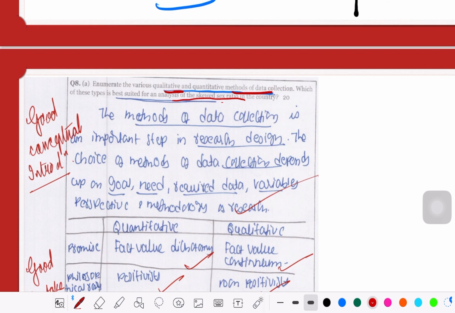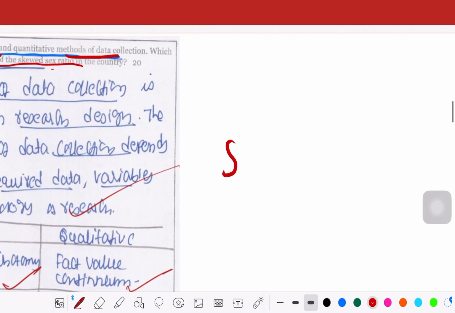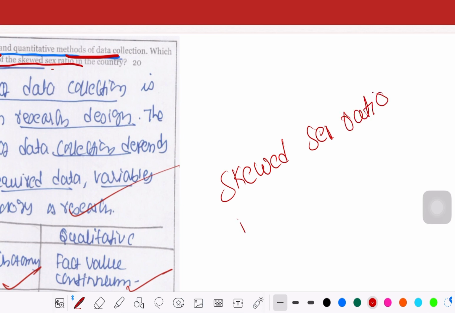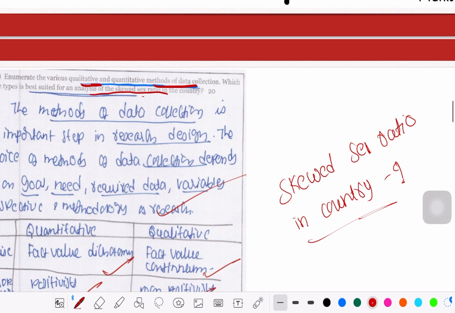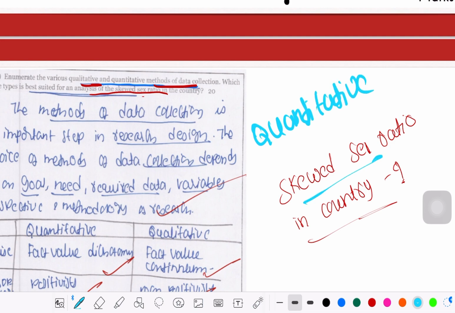Before starting the question itself, let me highlight one important point. When analyzing the skewed sex ratio in the country, what is the biggest blunder many people will make? Most of the students will say that quantitative methods are more relevant to study the skewed sex ratio in the country.